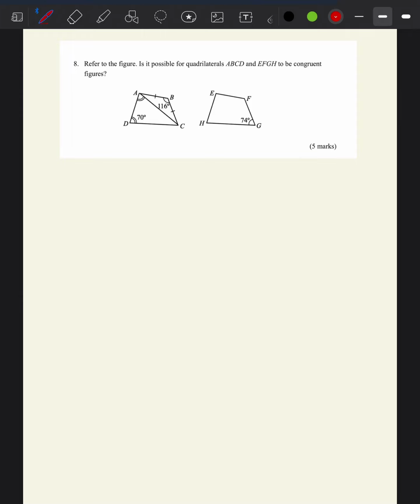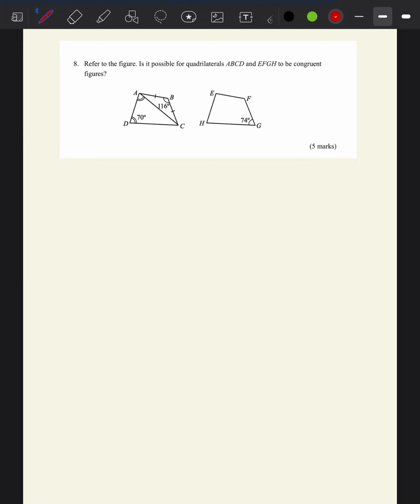And when you look at the figure, you can see that they didn't give you the length of AB or the length of EF, but what they give you are the angles. So therefore, you know that you have to show that all the angles are the same. When I say all, make sure that you have all 4 angles. A lot of you didn't get full marks in this question because you didn't show all angles.